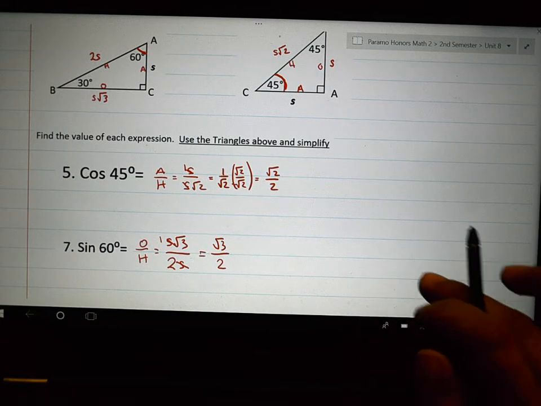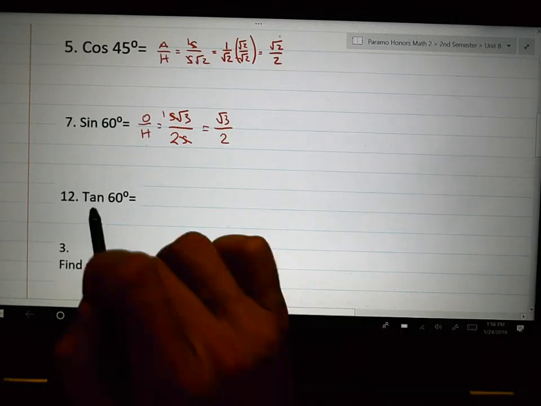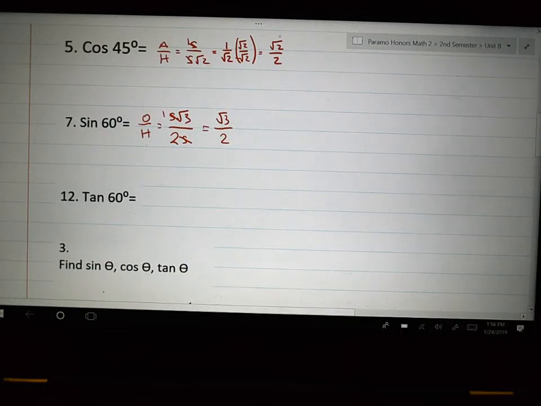If you understood what I just did, then you should be able to do the tangent of 60 degrees. With your partner, tangent of 60 degrees using the triangle, do the problem, check your answers, and if you're at home, when you see the hand, that means that we're coming back. Discuss with your partner.